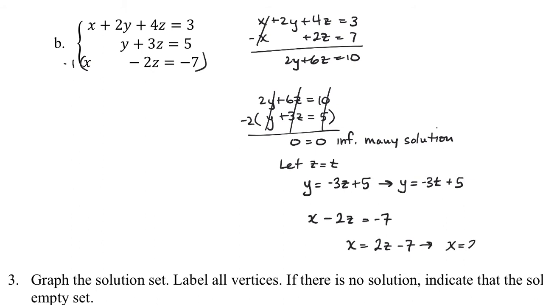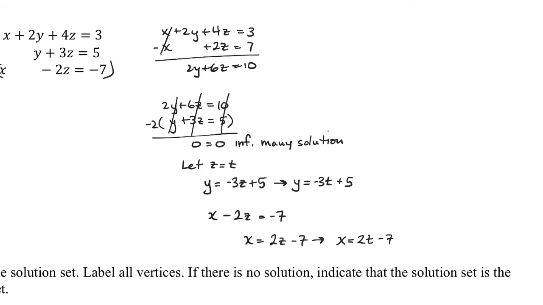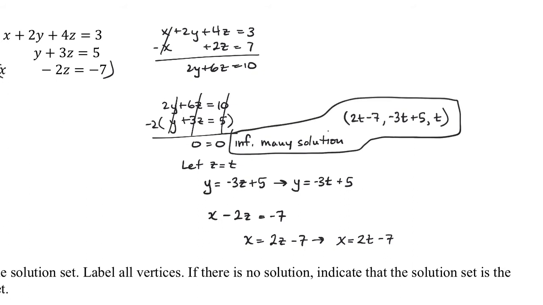So x equals 2t minus 7. So then our solutions are x, which is 2t minus 7, and then y, which is negative 3t plus 5, and then z, which is equal to t. So again, infinitely many solutions, and your parameterized set of solutions needs to be included as your statement.